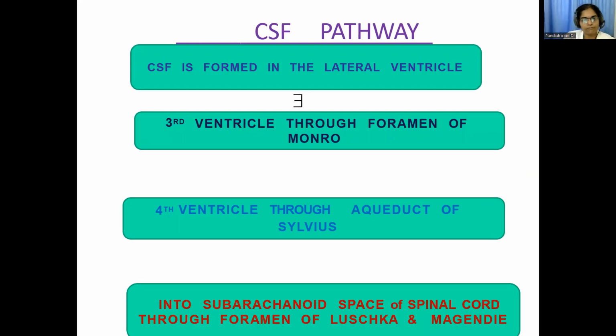This is the normal CSF pathway. So this is the CSF pathway in detail. CSF is formed in the lateral ventricles and it goes to the third ventricle through the foramen of Monro, and then it goes to the fourth ventricle through the aqueduct of Sylvius and into the subarachnoid space of the spinal cord through the foramina of Luschka and Magendie.